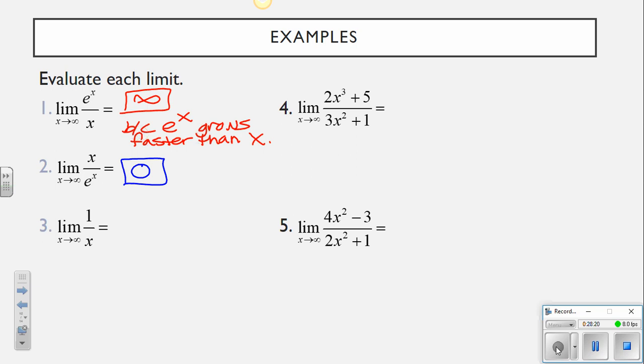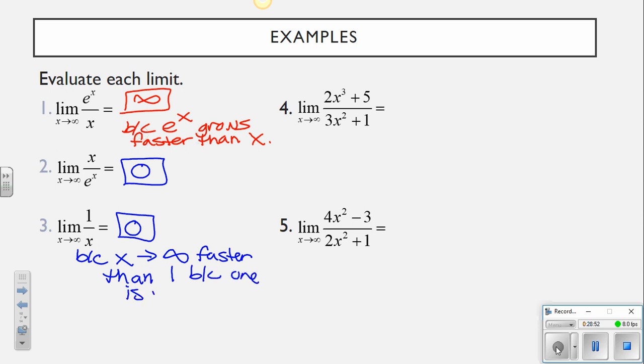All right, what about the limit as x approaches infinity of 1 over x? What's growing faster? The constant 1 or the variable x? It's 0, because x goes to infinity faster than 1. Because 1 is just 1.